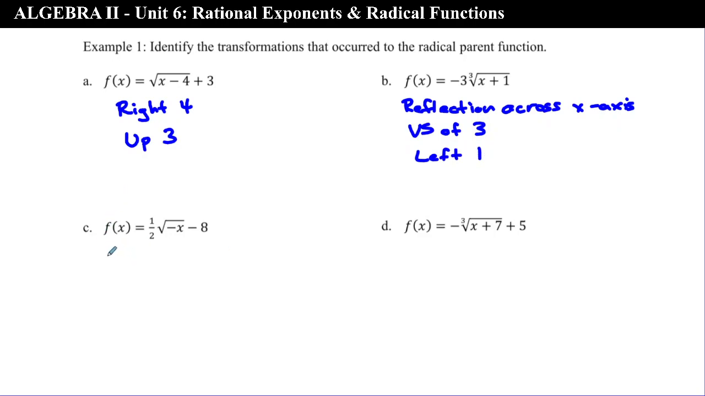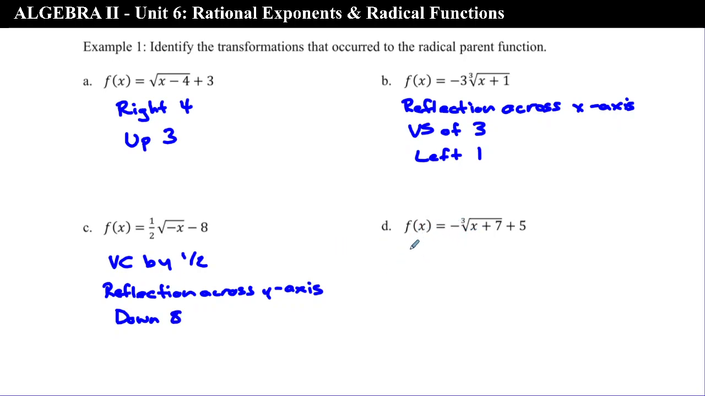For C, we have a vertical compression by a factor of 1/2. We also have a reflection across the y-axis. And that's indicated by that negative in front of the x. And then the -8 on the end tells us that we are translated down 8 units.